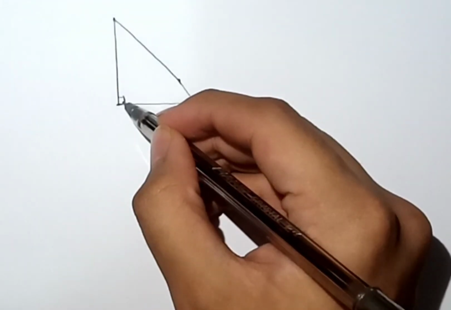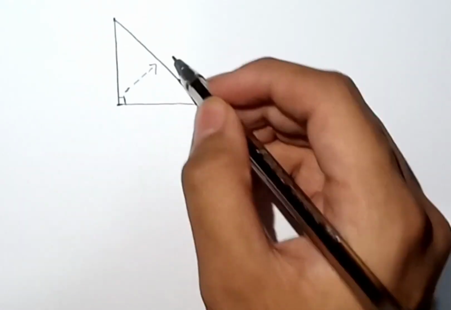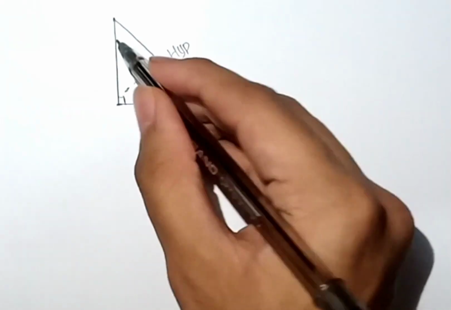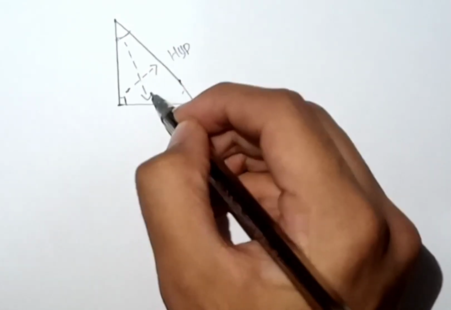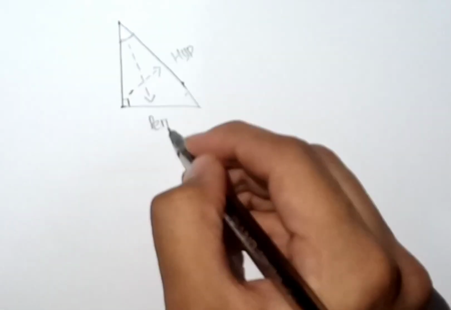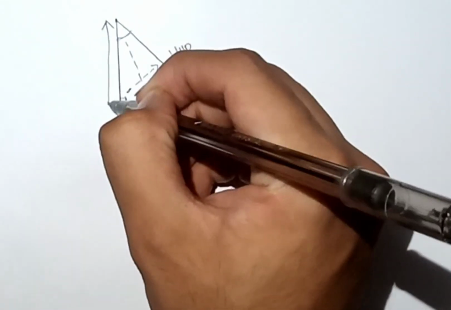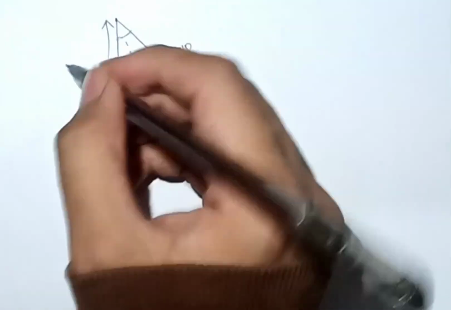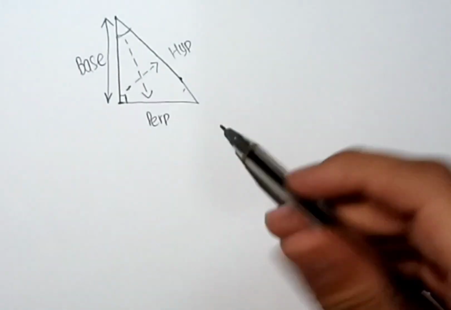It is a 90 degree angle. The opposite side is known as the hypotenuse, and whenever an angle is given here, the opposite side is known as the perpendicular, and the line which has both the angle and the 90 degree angle is known as the base. This is the concept we learned in our previous video.